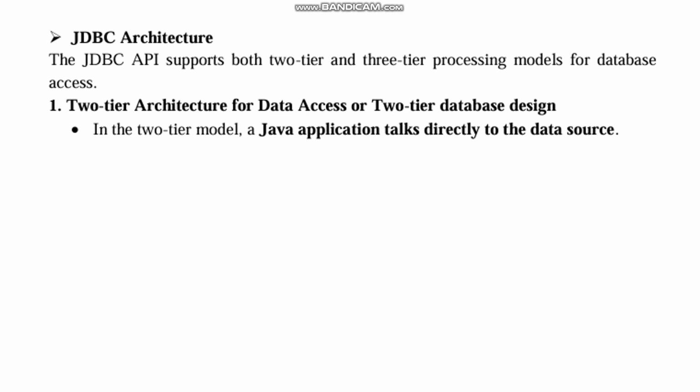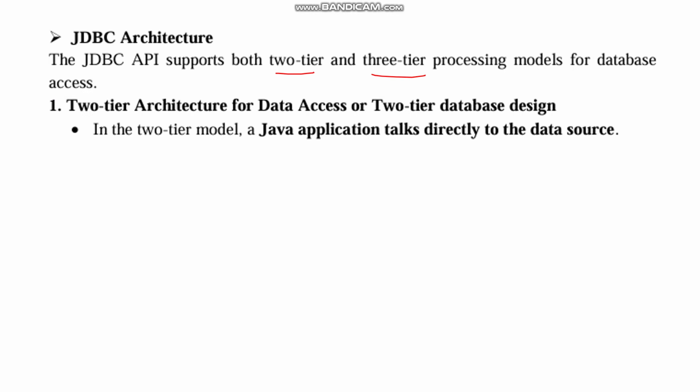Come to the JDBC architecture. Here the JDBC architecture is of two types. The first one is the 2-tier and the second one is the 3-tier architecture. JDBC provides the 2-tier as well as the 3-tier architecture.